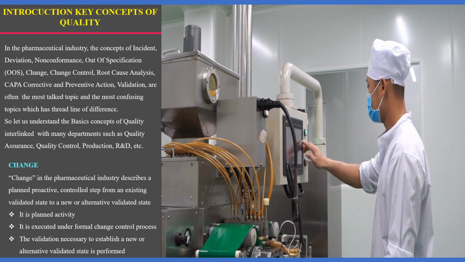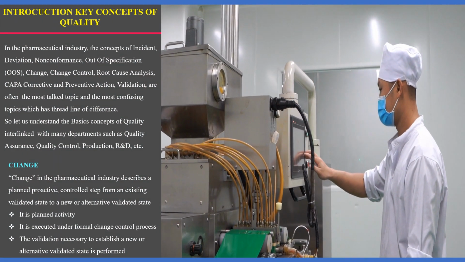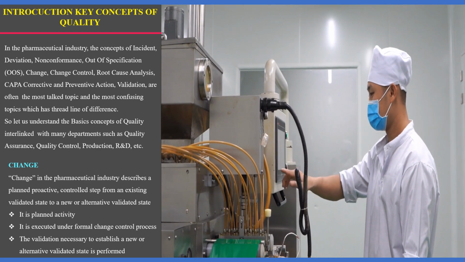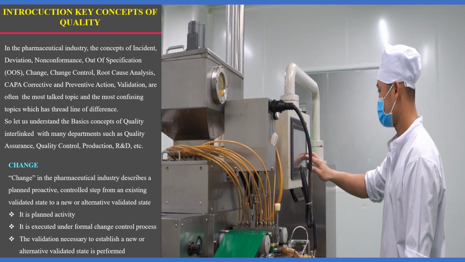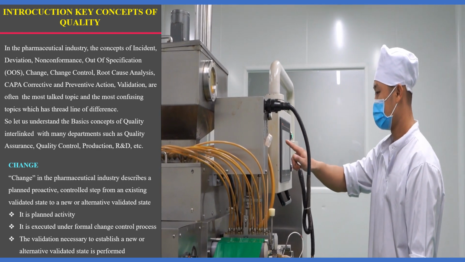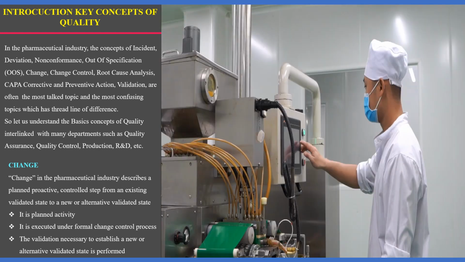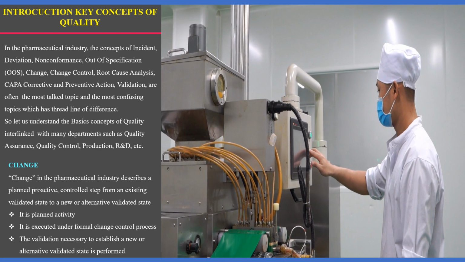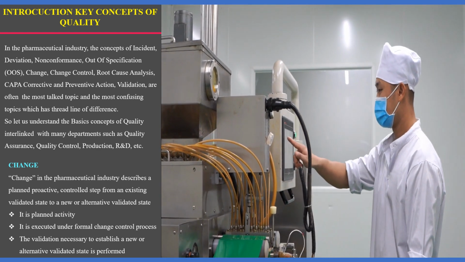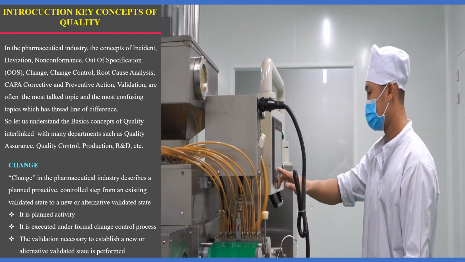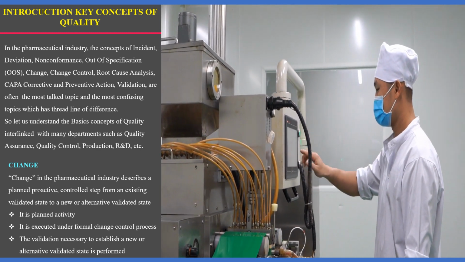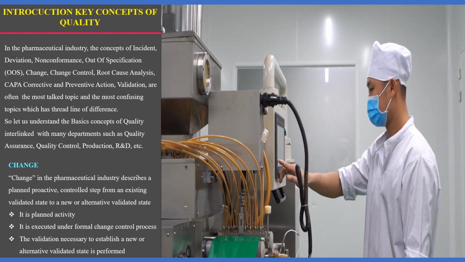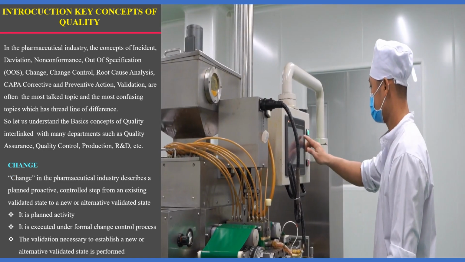Like I mentioned earlier, the pharma industry revolves around quality concepts which are confusing and have a thin line of difference. So first let us understand what a change is. A change in the pharmaceutical industry describes a planned, proactive control step from an existing validated state to a new or alternative validated state. It is a planned activity, executed under a formal change control process. Validation is performed to establish the new alternative validated state.